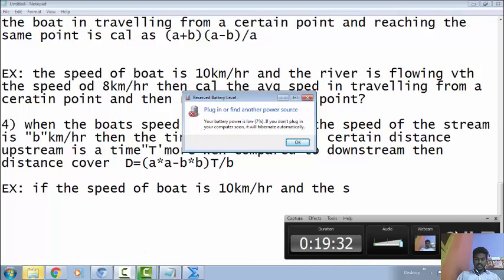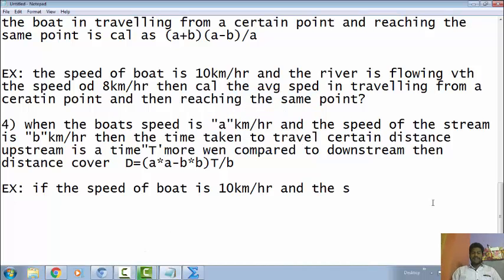Once again I'll plug in my charger. Yeah guys, I'm extremely sorry for the inconvenience. I just plugged in the charger and forgot to switch it on. I'm extremely sorry. And where are we?